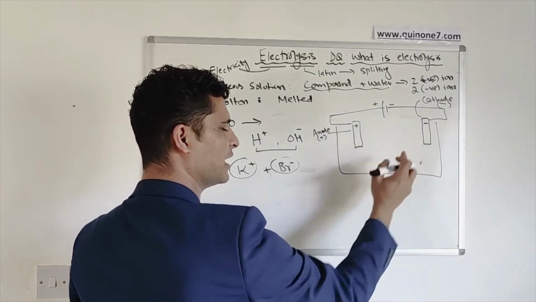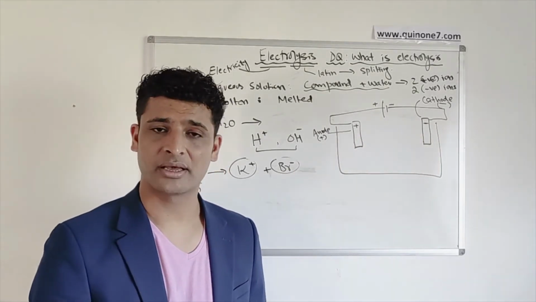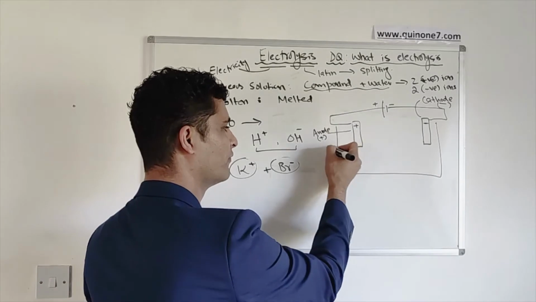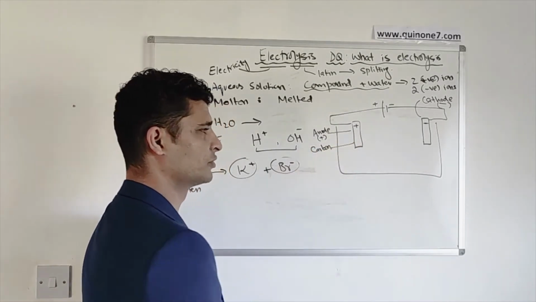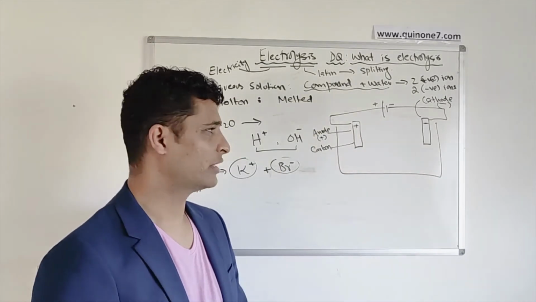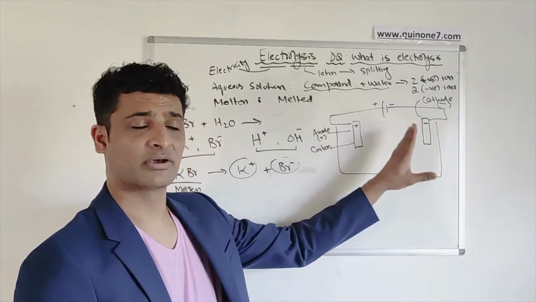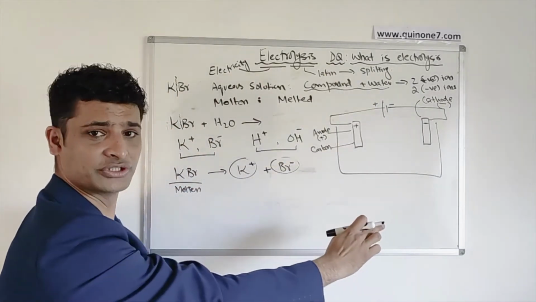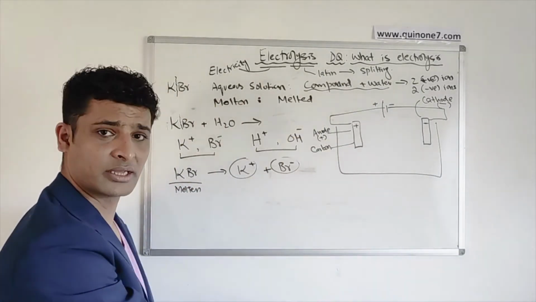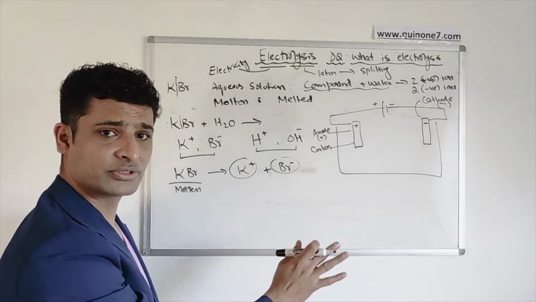Both are either made of platinum, but mostly for normal electrolysis we use carbon. So both are made of carbon, and they are only called negative and positive because they are connected with the battery. Now we are going to put the aqueous solution first. We can do that later on in my videos. You can look at it.